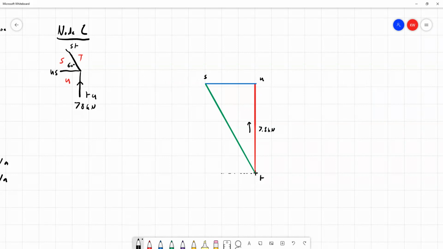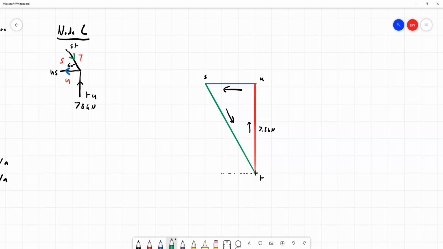First of all, we can obtain the direction. Remember, we have to move in one circuit to go from T back to T. So if we're going from T to U, it means we're going from U to S. That means we're coming back down from S to T. And we can mark these directions on our space diagram here. So this horizontal vector US must be acting to the left, and our diagonal vector ST is acting down towards the node.